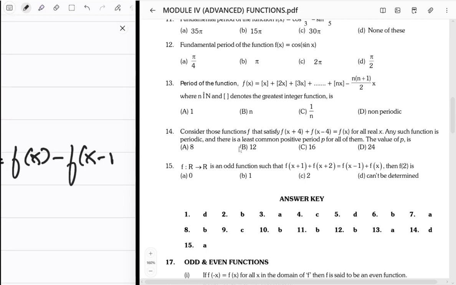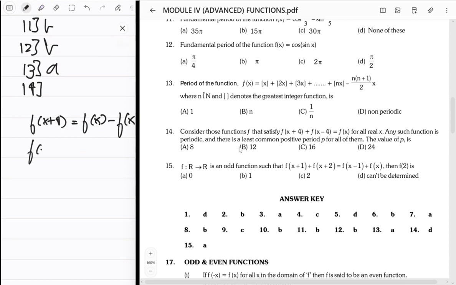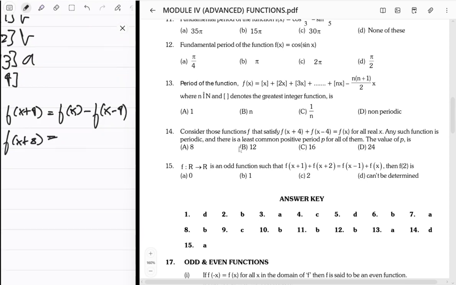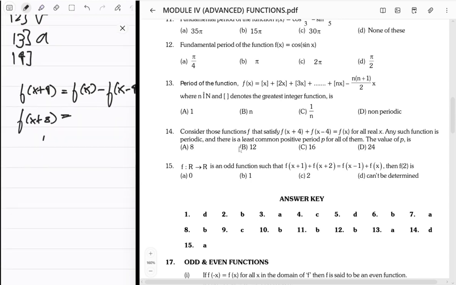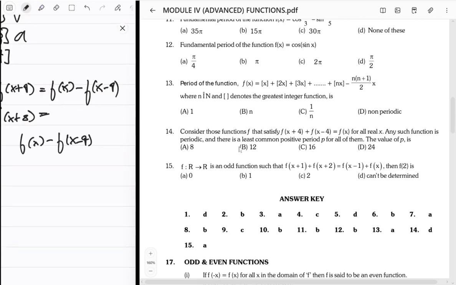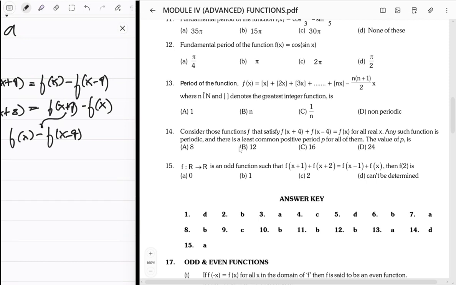So, okay. What about f of x plus 8? It's going to be, yeah, basically just replace x by x plus 4. But then f of x plus 4, you know what that is. It's just f of x minus f of x minus 4. And then you got minus f of x, right? You know the thing, what I'm doing. This is actually equal to this guy. But then that's equal to this guy, and that's equal to negative f of x. So this cancels.